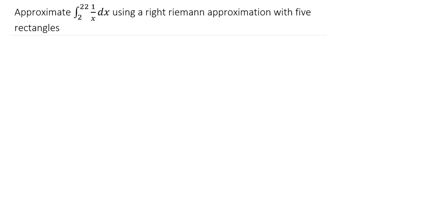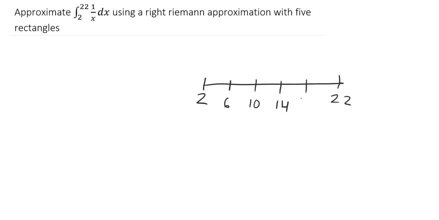Okay, one more. Except 2 more. There is one after this. Approximate this integral from 2 to 22 of 1 over x using a right Riemann approximation with 5 rectangles. 5 rectangles this time. I'm not even drawing a graph. I'm just going to say I'm going between 2 and 22. I'm doing 5 rectangles, so I have a length of 20, covering that in 5 steps. 20 divided by 5 is 4. Each rectangle I need to go 4 steps forward. So I'm going to go 2 to 6, 6 to 10, 10 to 14, 14 to 18, and 18 to 22. And this is going to turn into a bunch of rectangles.